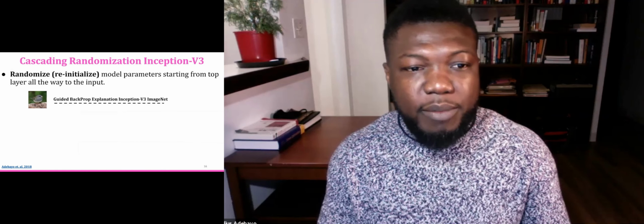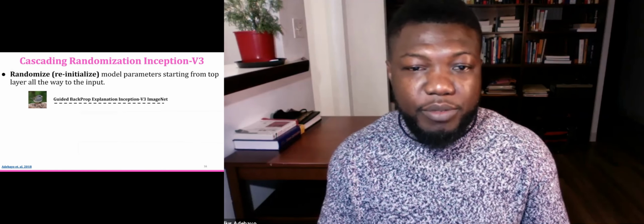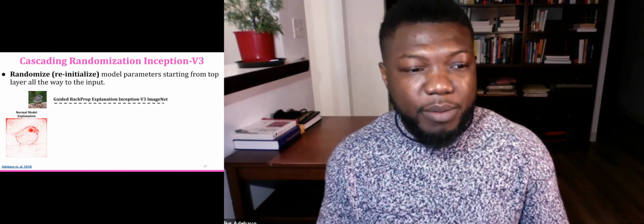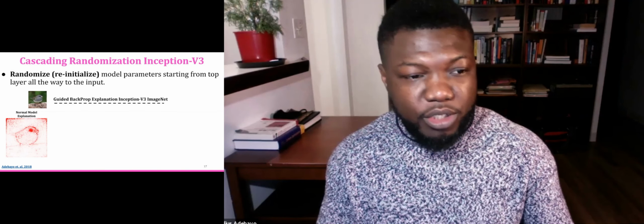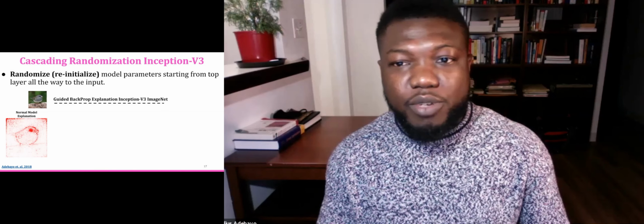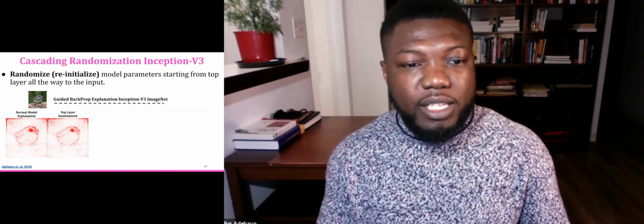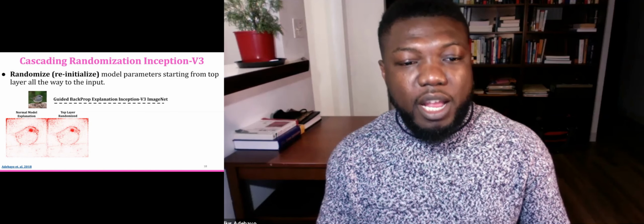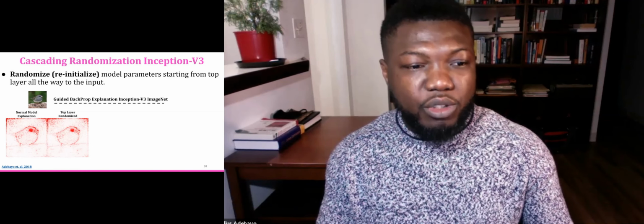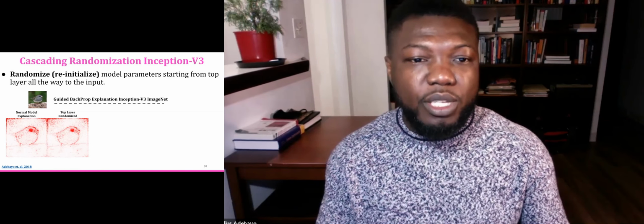So let's look at an example. We'll consider a guided backprop saliency map for an Inception V3 model that was trained on ImageNet. If we compute a guided backprop saliency map for the Junco bird input as shown here, we obtain the saliency map as shown, and then we can reinitialize the top layer weights and visualize the saliency map for the input again. And we obtain an output that looks visually similar to what we saw before. It actually is very difficult to identify differences between these two saliency maps.